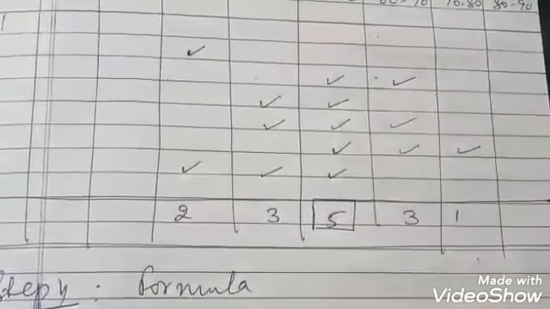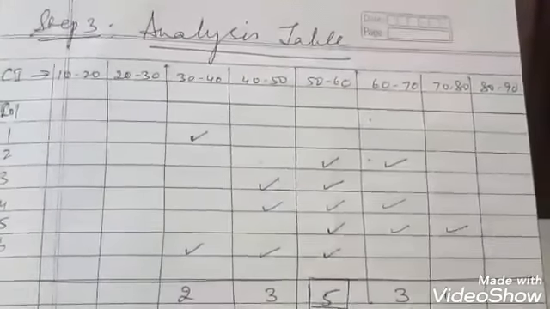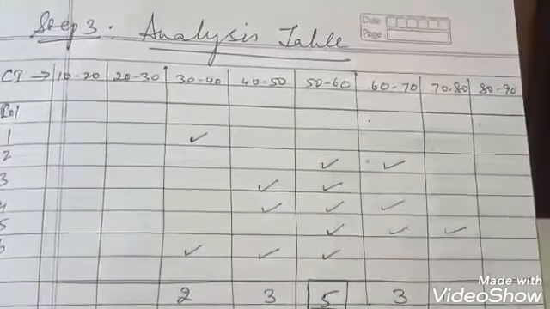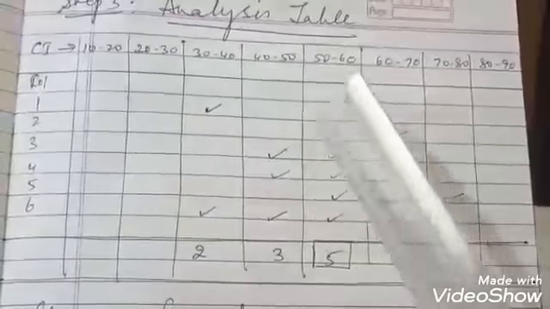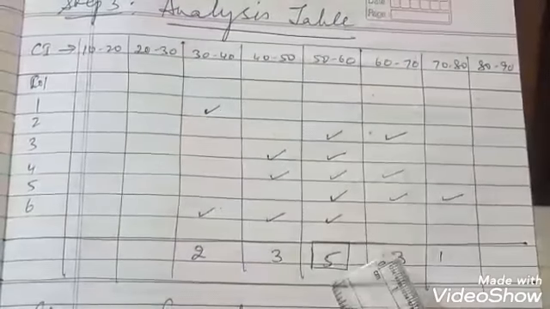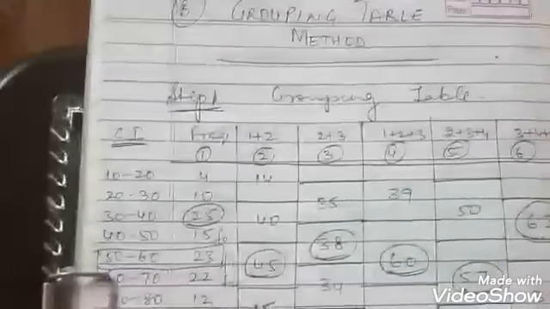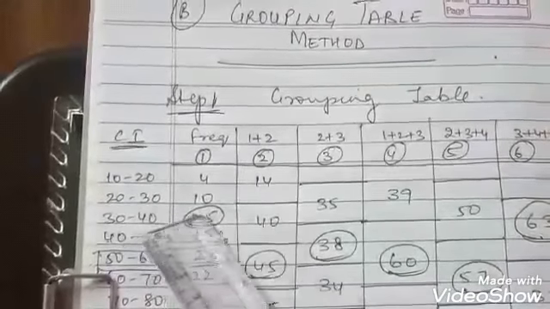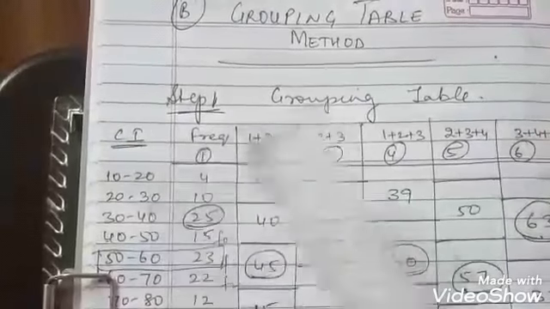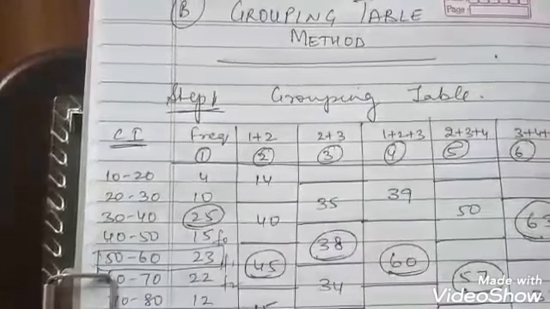Then vertically you will add the number of ticks. And here you will see carefully, we are getting the highest value here, 5. Meaning your modal class is 50 to 60. If you did not use the grouping table, you would have assumed your model class to be 30 to 40. But by doing the grouping table we found out the model class is between 50 to 60.